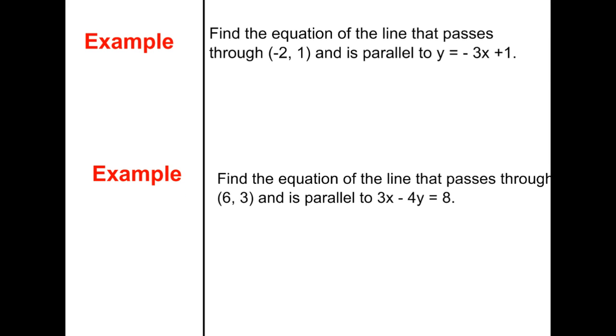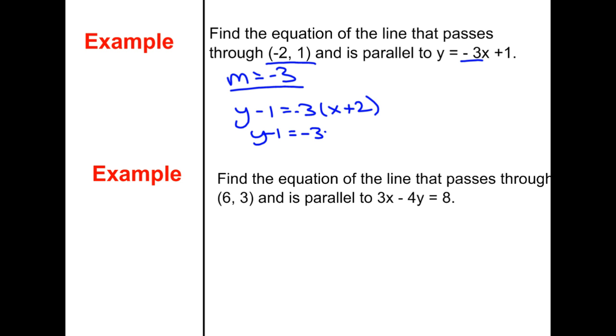All right. Find the equation of the line that passes through negative 2, 1 and is parallel to the equation y equals negative 3x plus 1. Well, if it's parallel, what do we know? We know its slope is the same. So we know m equals negative 3. So now again, we can just plug this into our point slope formula because we have our point and we have our slope. So y minus 1 equals negative 3 times x plus 2. y minus 1 equals negative 3x minus 6. Add 1 to each side, so y equals negative 3x minus 5.